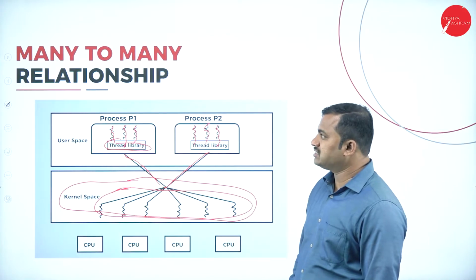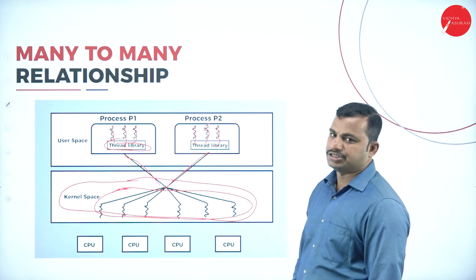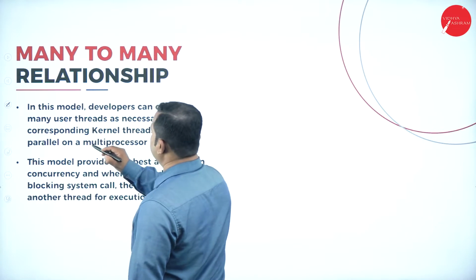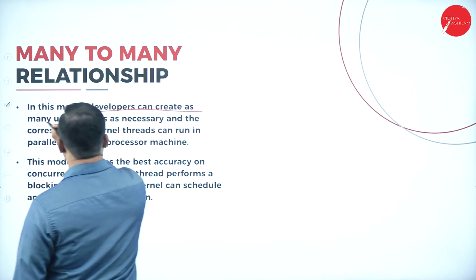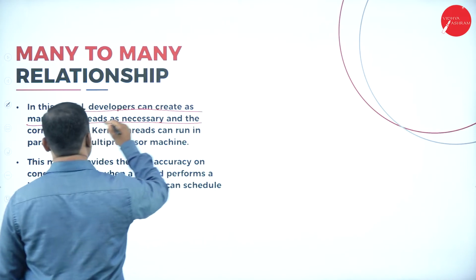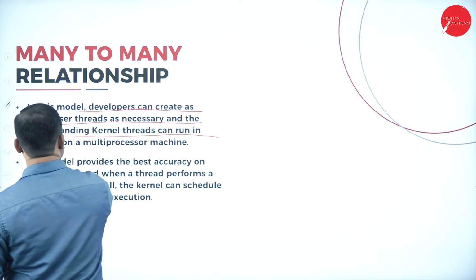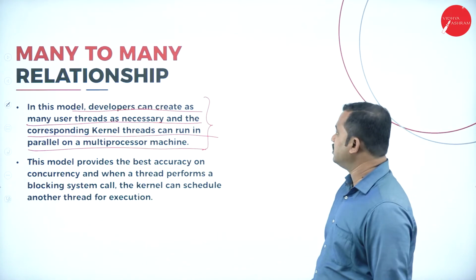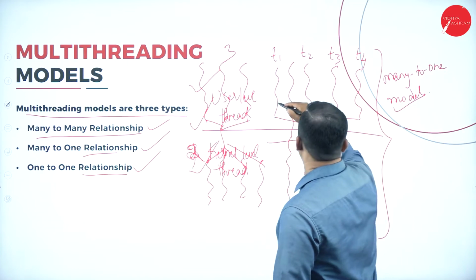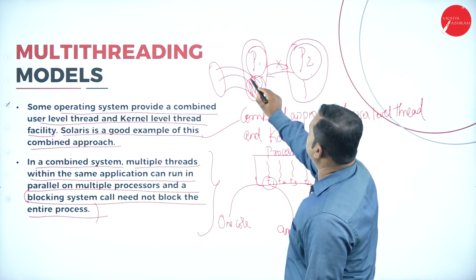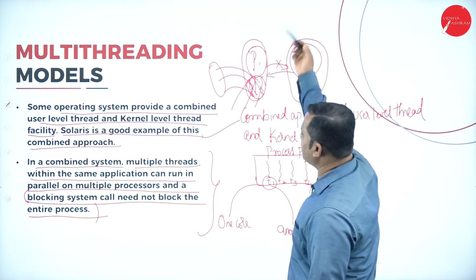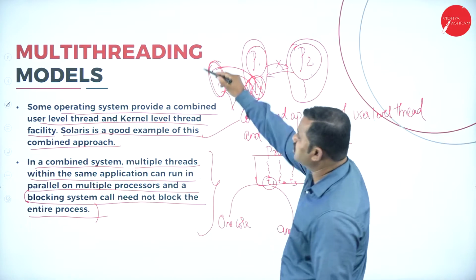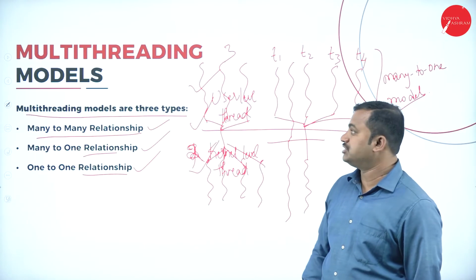So if that is the case, we can have a many-to-many relationship model like this. If you look at this diagram, you will see that in the many-to-many model, developers can create as many user threads as necessary, and the corresponding kernel level threads can run in parallel on multiprocessor machines. The same thing I explained earlier, that it can run on multiple processors. Developers can create as many threads as they require, and these multiple threads can run on multiple processors. That is why we call it the many-to-many relationship model.